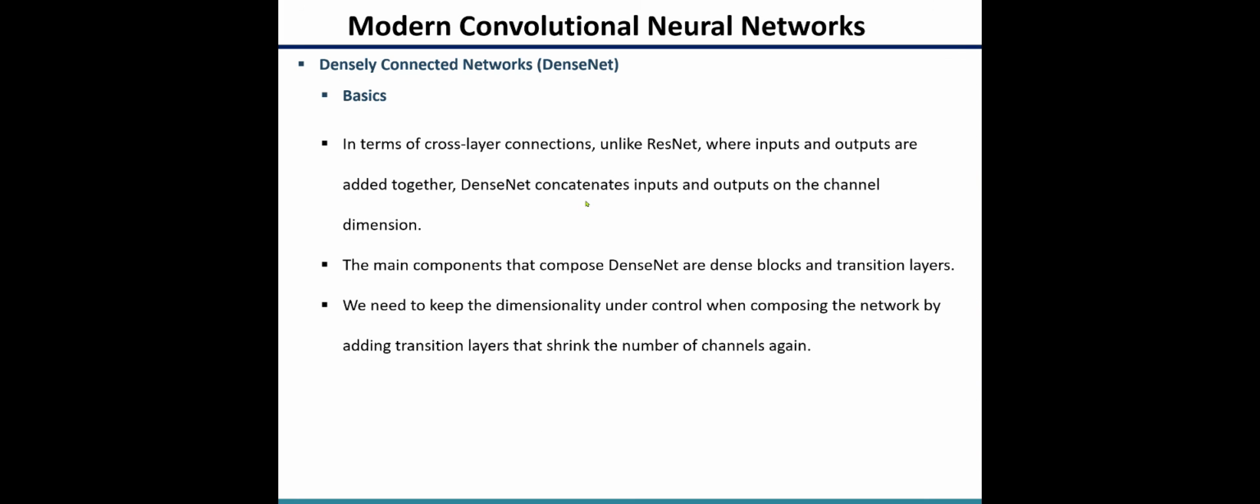Then we have next DenseNet, that's a densely connected network. In terms of the cross connection, unlike ResNet, where inputs and outputs are added together, DenseNet concatenates input and output on the channel dimension. So the main components that compose DenseNet are the dense block and the transition layer. So we need to keep the dimension.